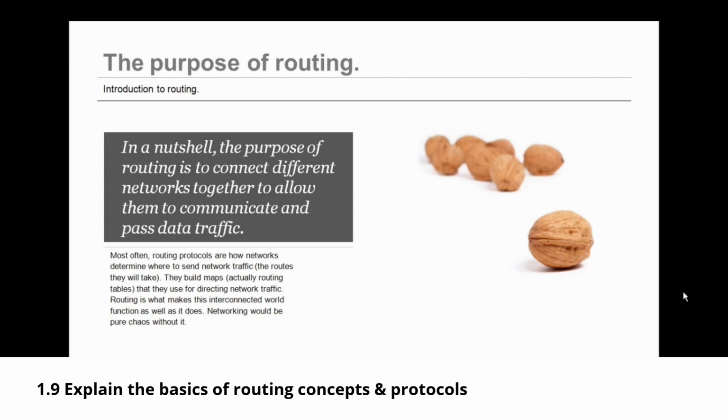And these routing protocols build maps. Actually, they build routing tables, but we'll get to that later, that they use for directing network traffic. Routing is what makes this interconnected world function as well as it does. Networking would be pure chaos without it, as we'd have no idea where to send traffic.